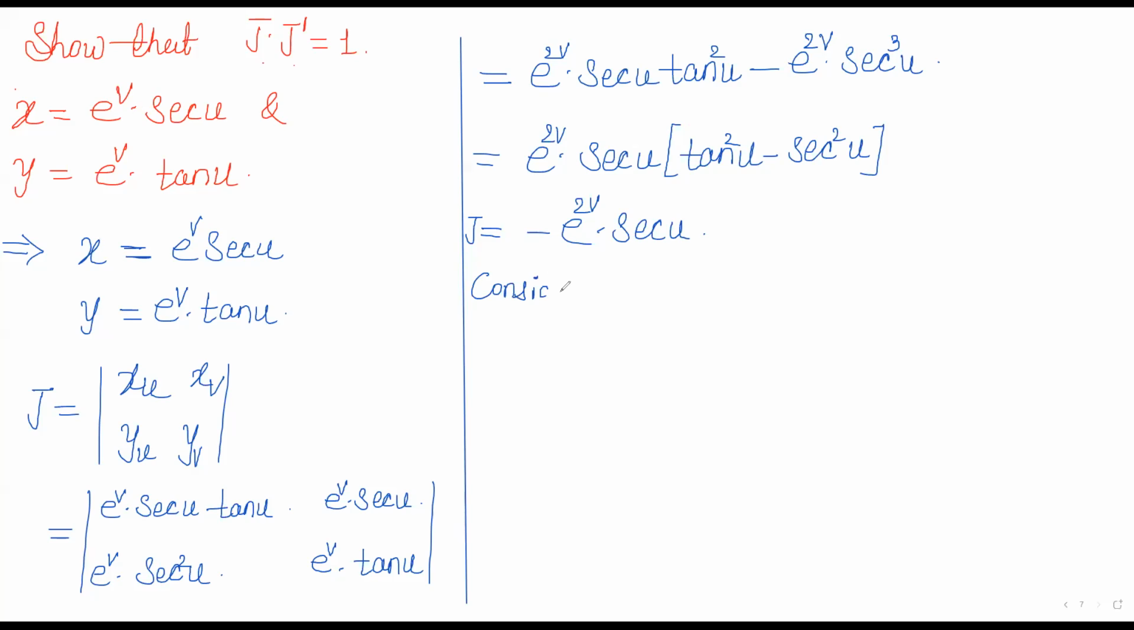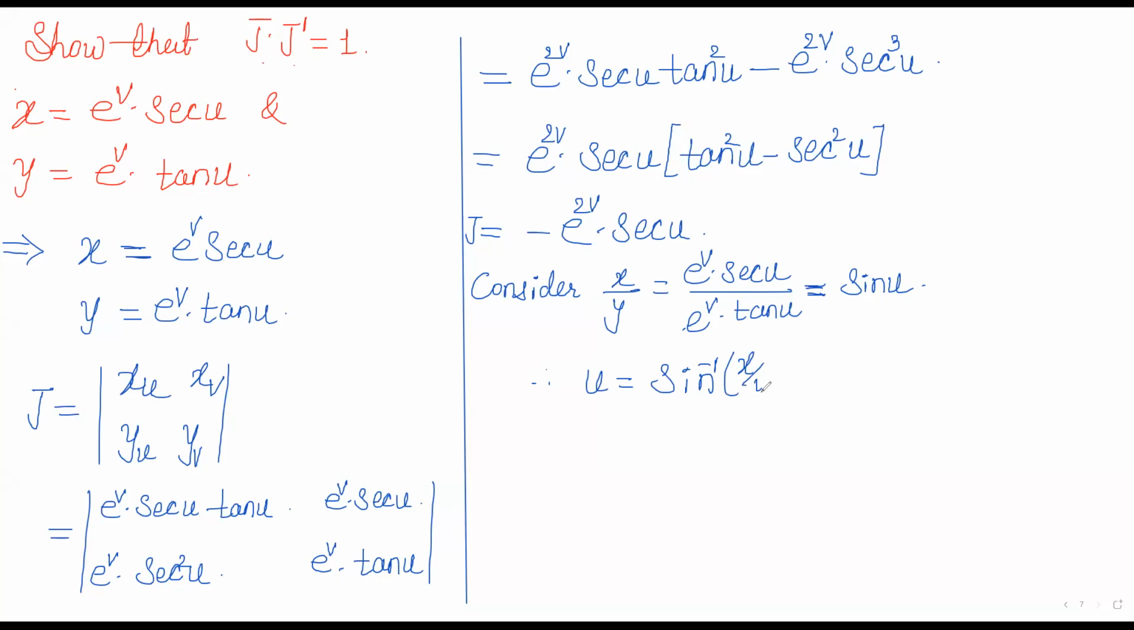Consider x by y, which is equal to e raised to v into sec u by e raised to v into tan u, which is equal to sec u, that is 1 upon cos u, and tan u is sin u upon cos u. मग त्या ठिकाणी e raised to v कॅन्सल झाला आणि या ठिकाणी काय मिळेल? Sin u. Therefore, u is equal to sin inverse of x by y.